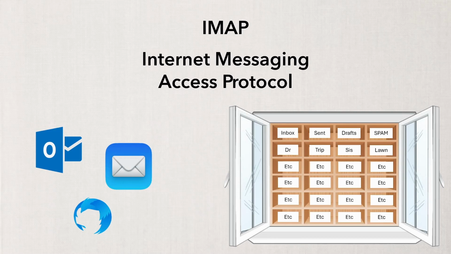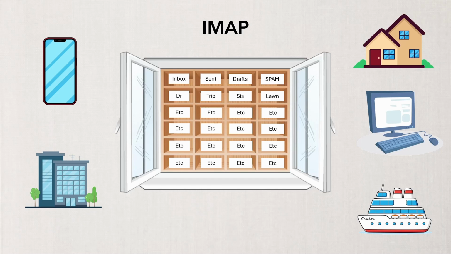And because of that, you can have a portal on your phone, your computer, from your house, your office, all looking at the same mailbox, with all the different folders. So no matter where in the world you are, you can always see your email. With POP3, you always have to use that same computer because all the email is sitting on that computer.